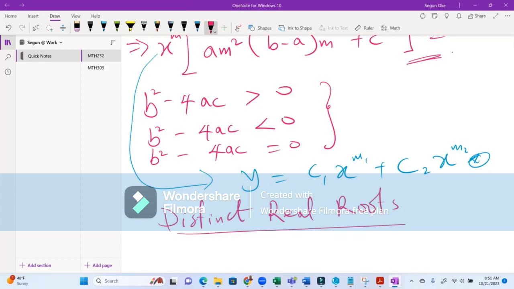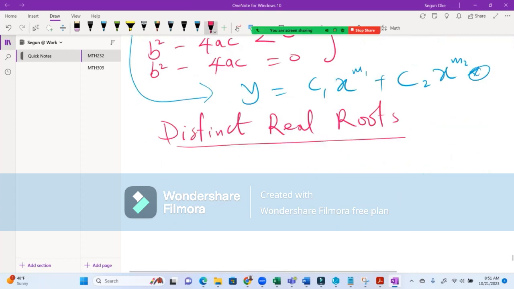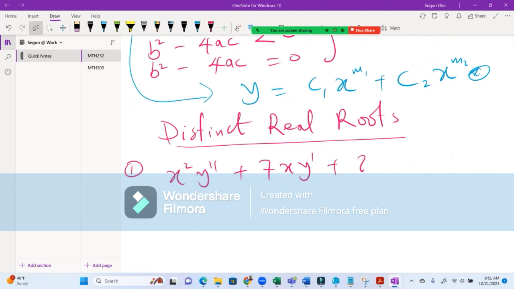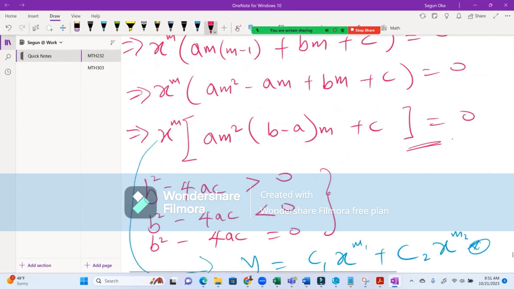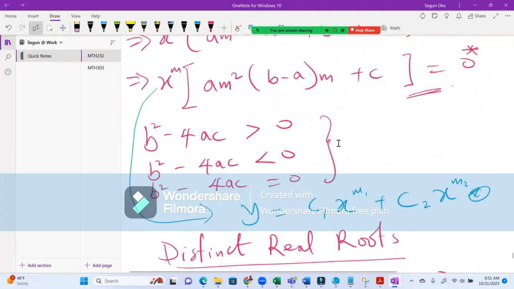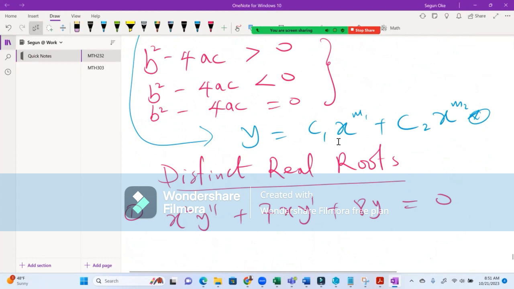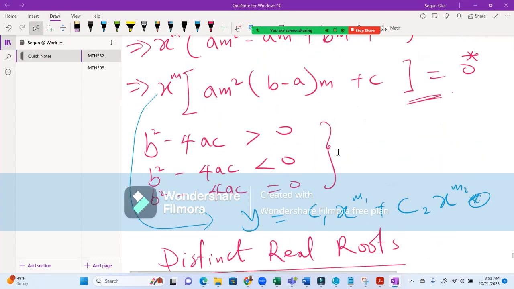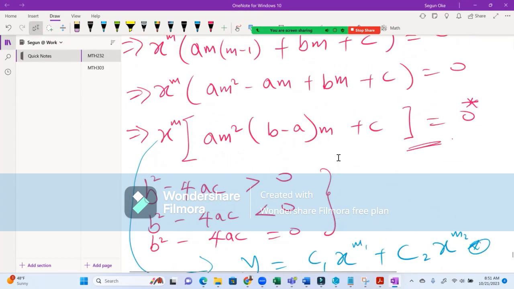So look at this example. Number 1. x squared y prime prime plus 7x y prime plus 8y equals 0. You don't need to pass through the let y equals this, let this equal this. We already solved the general form. The general form we solved is here. So what I need to do is to check the form of the question I have. I know my general solution for this equation.